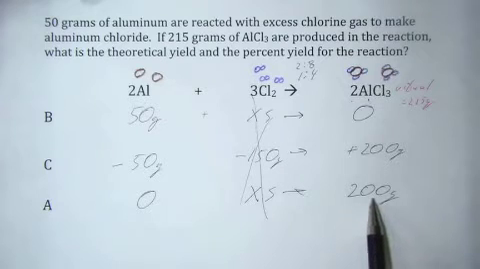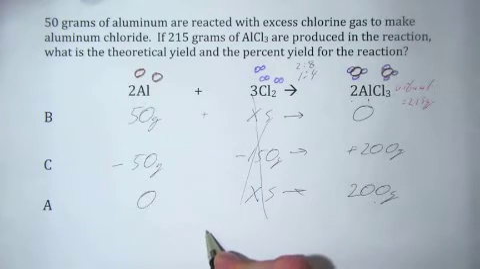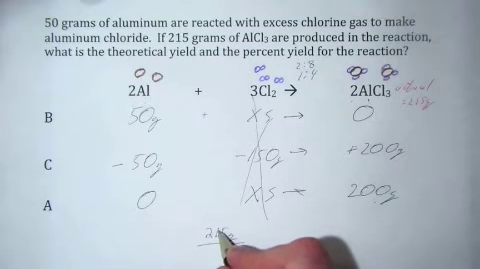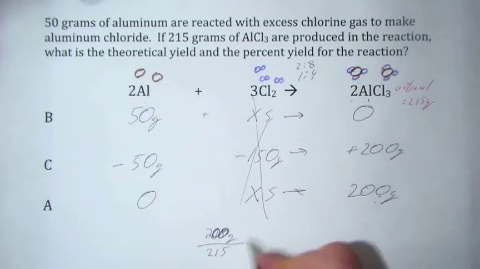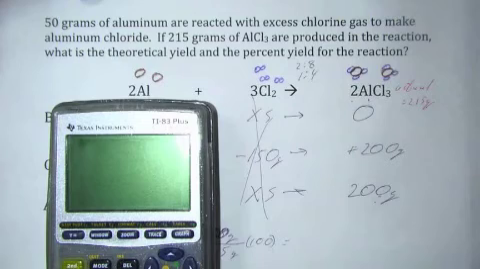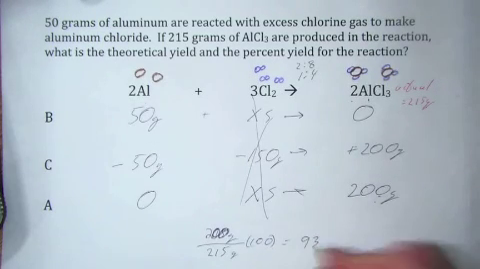And then the percent yield. I know it says I actually produced 215. I theoretically produced 200. So how I do this is, I should have produced, I'm sorry, I should have produced 200 grams, and I actually produced 215 grams, times 100 to make it a percent. So I get my calculator out here, and it's 200 divided by 215 times 100 is 93%.